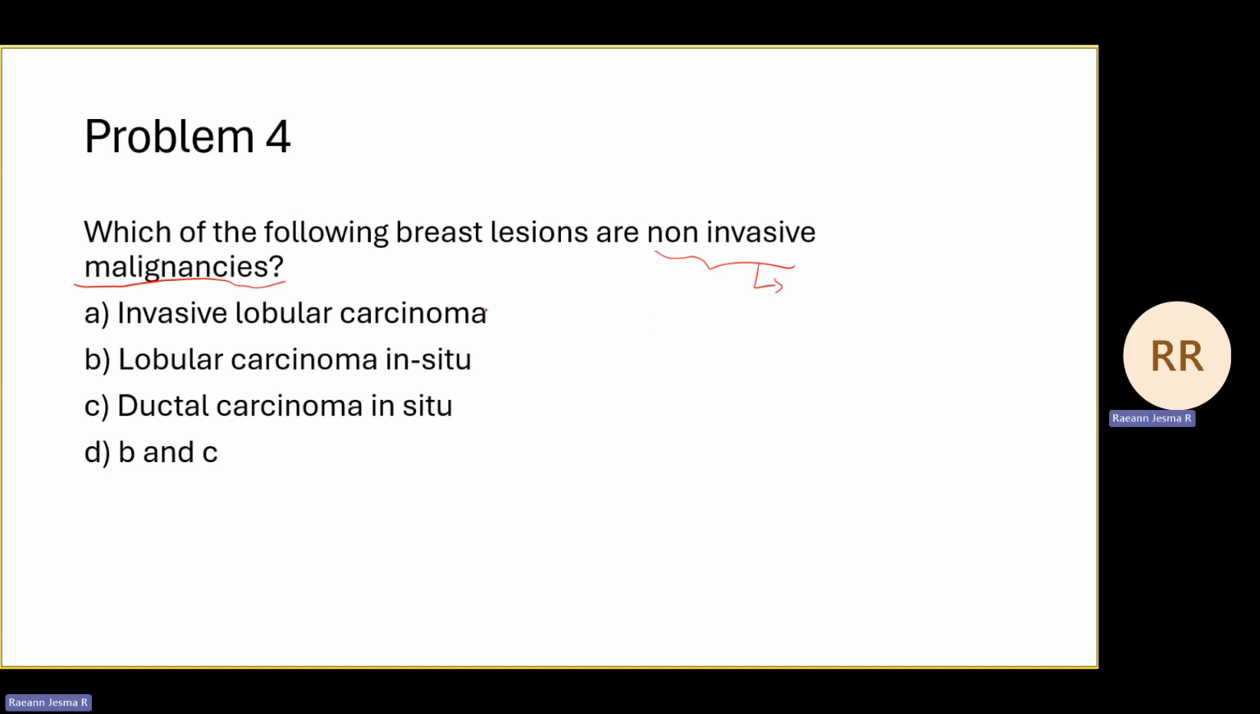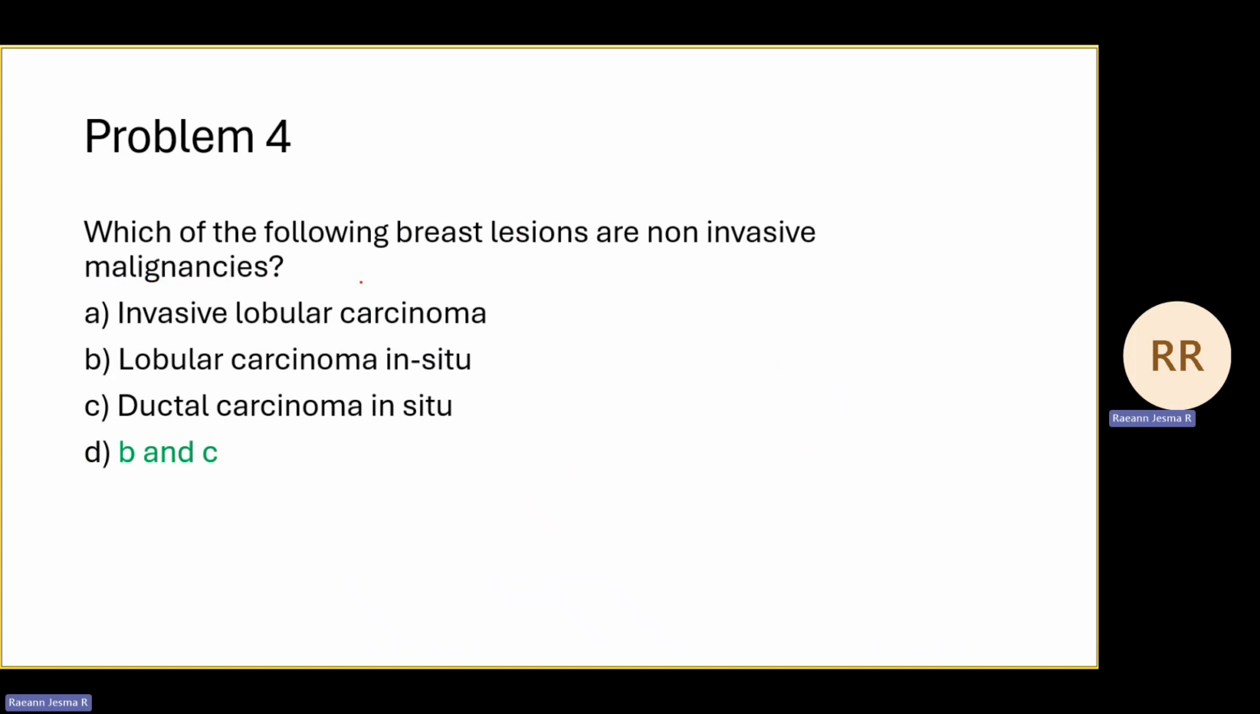Okay, you can see the clue in the options itself. In the first option we have invasive, right? Invasive means it will spread to other organs. So this is wrong. Then in option B we have lobular carcinoma in situ. Lobular carcinoma means it is cancer in the lobe region of the breast, and ductal carcinoma is cancer in the duct region of the breast. What does in situ mean? In situ is a Latin phrase that means on site or in place. So by this itself, we can say that these two cancers will not spread beyond the tissue in which they originate. So the correct answer is option D, B and C.